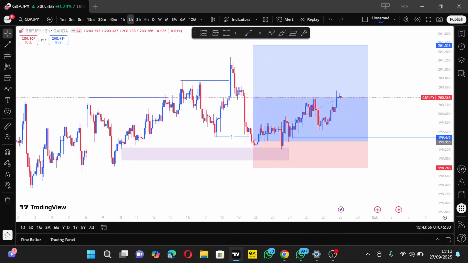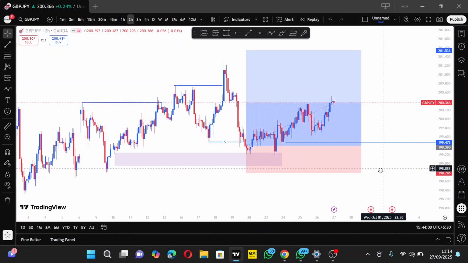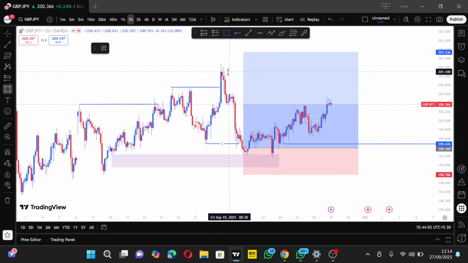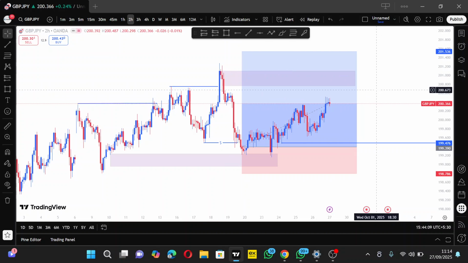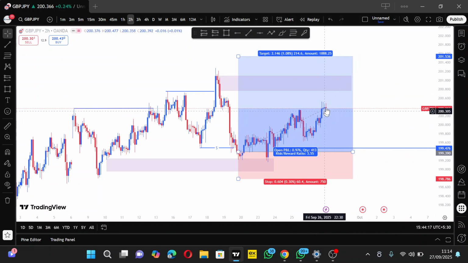But let's see how this is going to be. I'm seeing that some of you are marking here as your POI for sales. Let's see. For now, I'm not seeing any sales. So I'm seeing buys. I'm waiting for buys. I'm waiting for price to take out this high around there and drop.